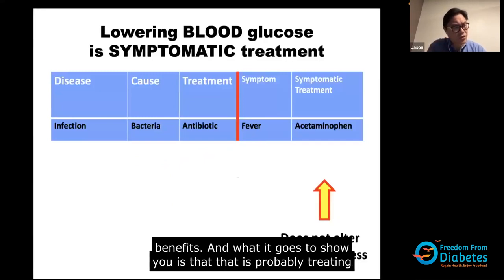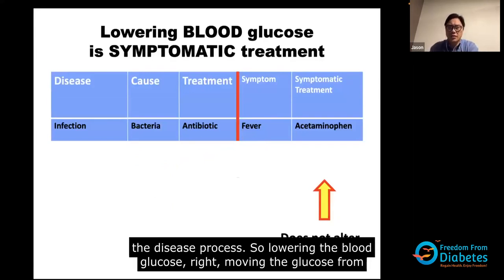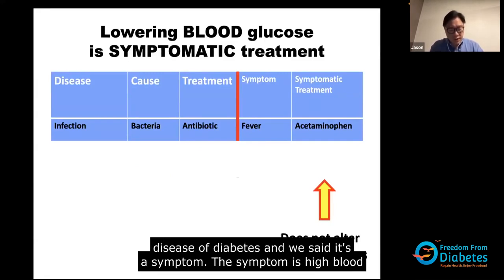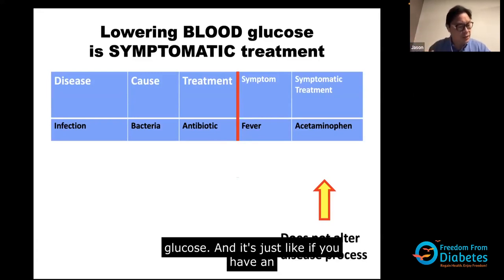And what it goes to show you is that it is probably treating the disease process. So lowering the blood glucose, right? Moving the glucose from the blood into the body is only symptomatic treatment. Okay, so we mistook the disease of diabetes and we said it's a symptom. The symptom is high blood glucose.